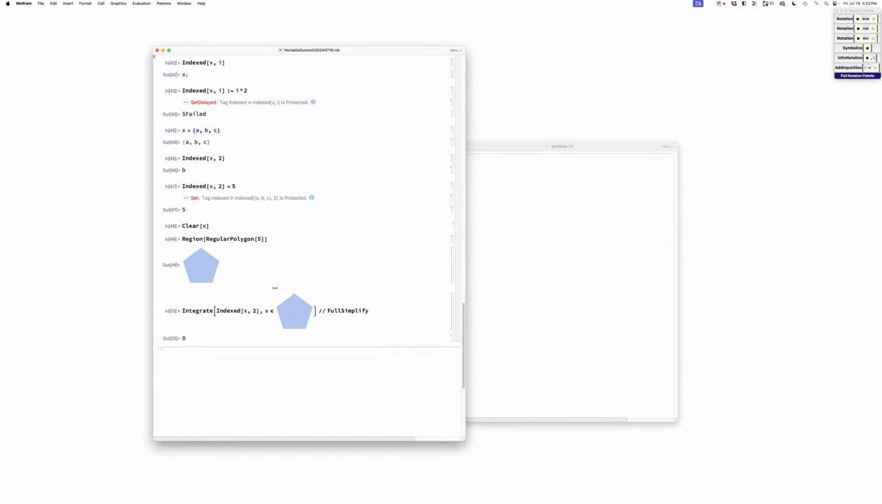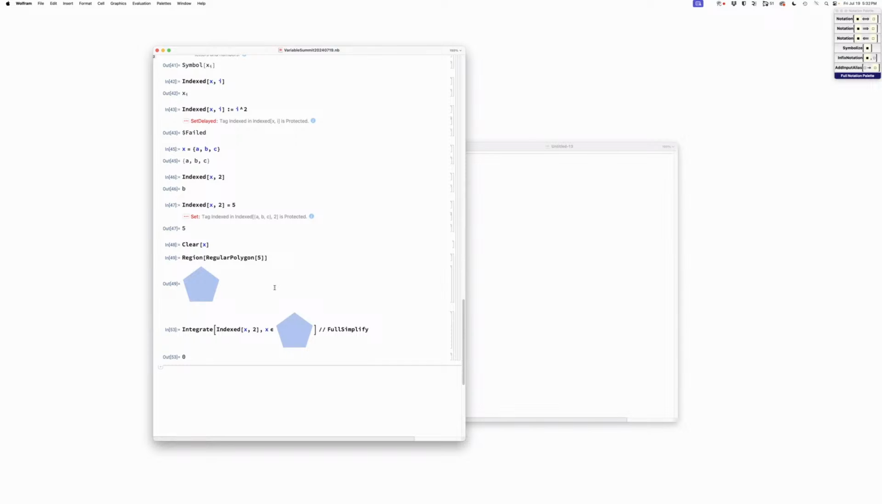Okay. So where are we going with these things? So you're saying x sub i to be a variable. A possible solution would be to remove the protected attribute, like we do with Derivative, for the same reason. Well, for Indexed. Yeah, for Indexed. And Subscript is not protected precisely so that people can write things like x sub 1 equals 7.